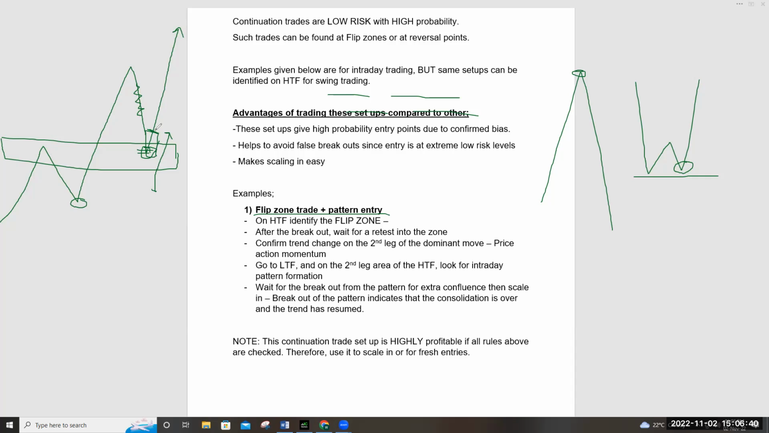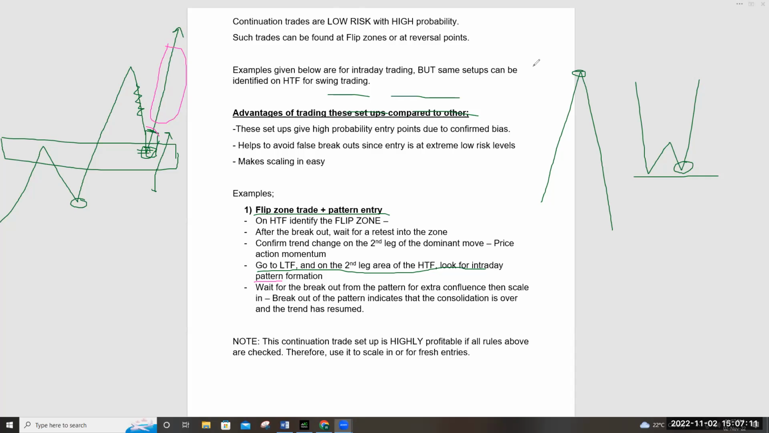Now, after you've seen this momentum breakout of the flip zone, go to your lower time frame. And on the second leg, look for an intraday pattern. So here, let me change my color. So in here, this is where now you go to your lower time frame. After this confirmation here, go to your lower time frame. And on this second leg, you'll be looking for an intraday pattern. You'll be looking for a pattern.